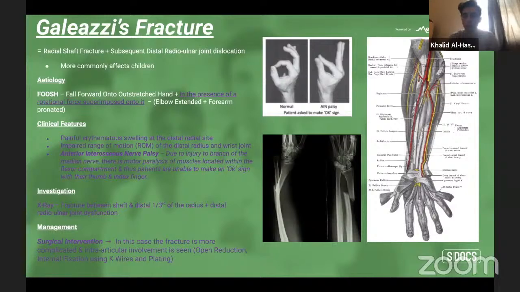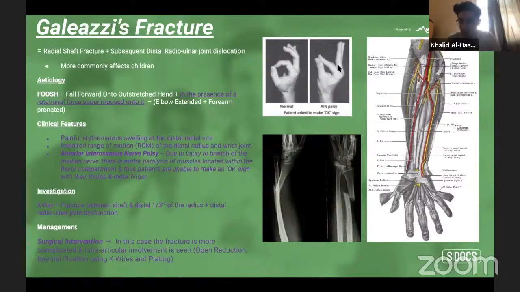So what is the anterior interosseous nerve? The anterior interosseous nerve is a purely motor branch of the median nerve, and damage to this nerve results in motor paralysis of muscles located within the flexor compartment, and thus you are unable to make an OK sign with your thumb and finger. If you take a look at the picture on the top left, you'll notice that this is a normal OK sign, and this is an anterior interosseous nerve palsy.